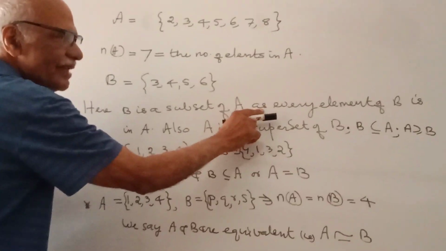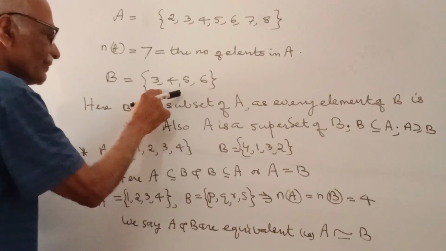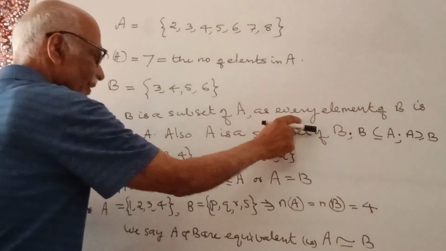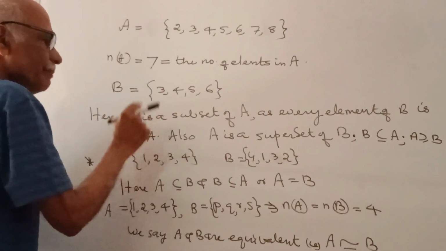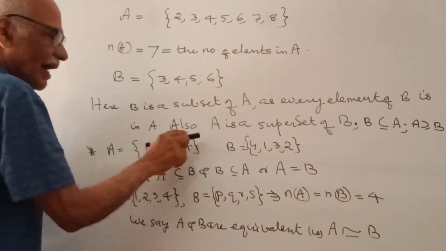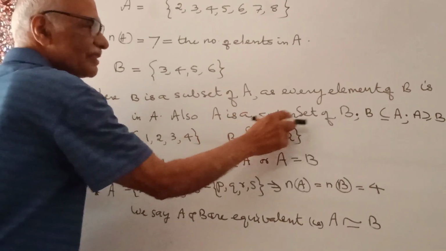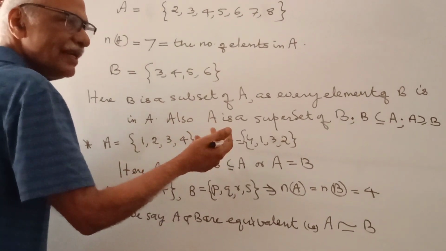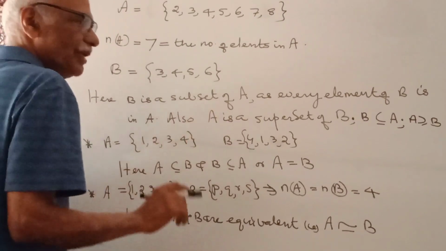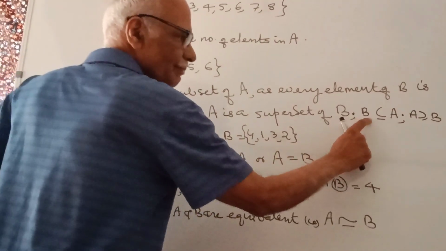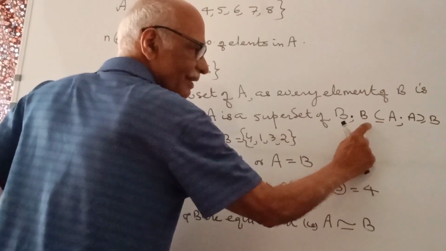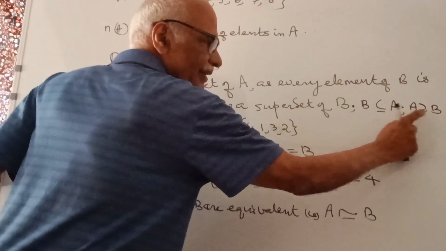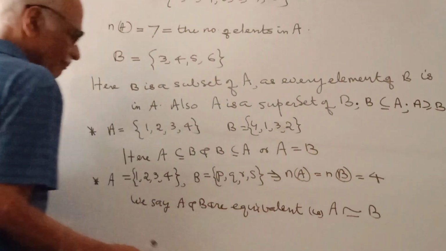The reason is every element of B is an element of A. So if every element of B is also in A, we say B is a subset of A, and we say A is a superset of B. So if B is a subset of A, then A is a superset of B. And we denote this as B is contained in A. B is a subset of A, or A contains B. A is a superset of B.